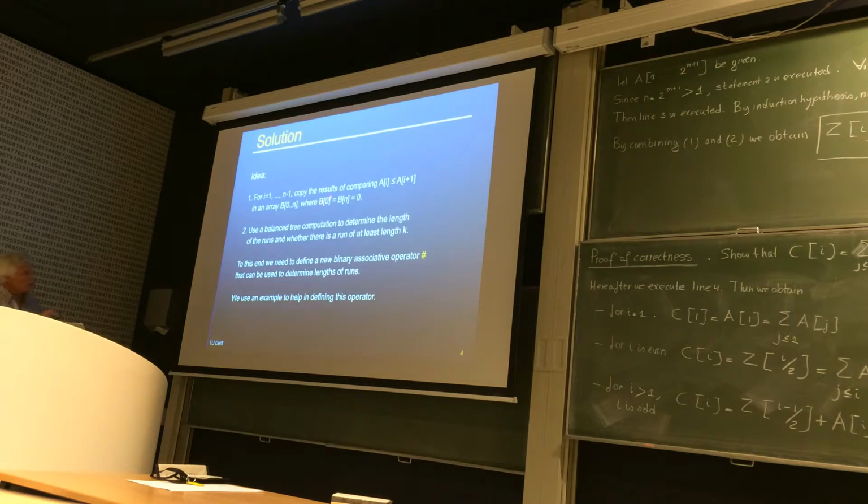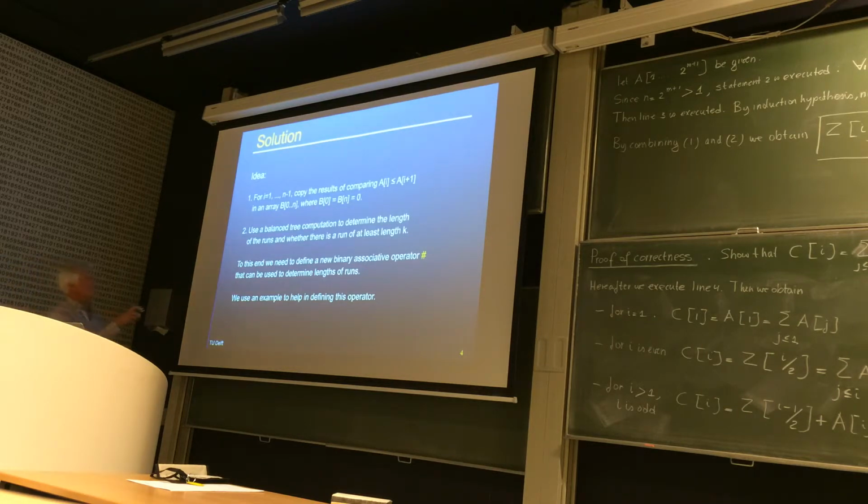And then we have two special cases, and that we call sentinels. And you know from algorithms and data structures that sentinels play a very important role. You can use them to detect the end of your operations. So here B_0 and B_n act as ends of the array, so you know when to stop and when to start. Then you use a balanced tree of computation to determine the length of the runs and whether there is a run of at least length k. And that's the easy part.